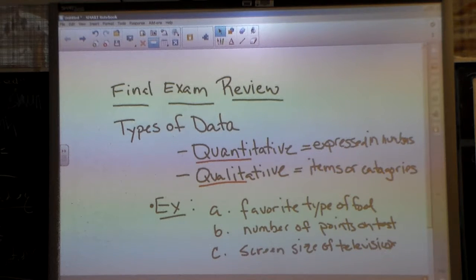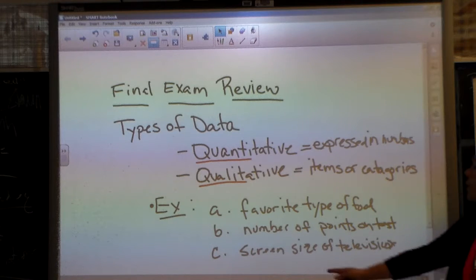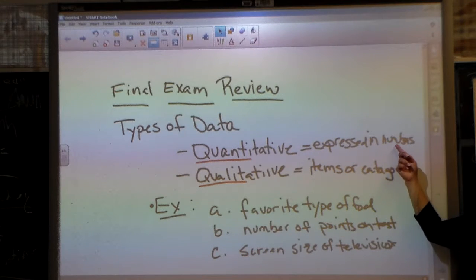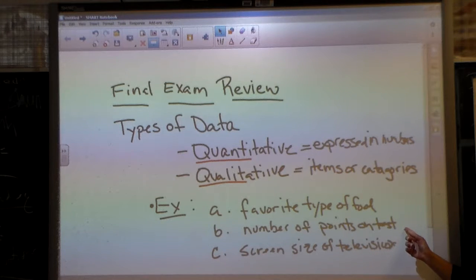And then so for B, the number of points on a test. So let's say the class takes a test and someone gets a 60, someone gets an 84, someone gets a 73, someone gets a 92. Well, the number of points on a test, that's being expressed in numbers, so that would be quantitative.